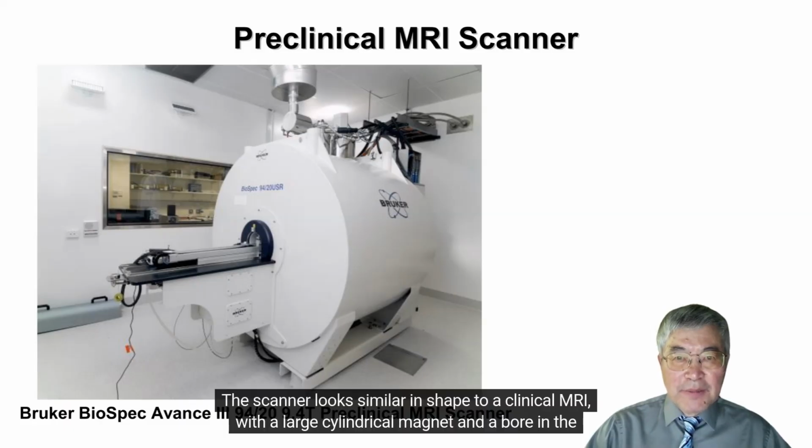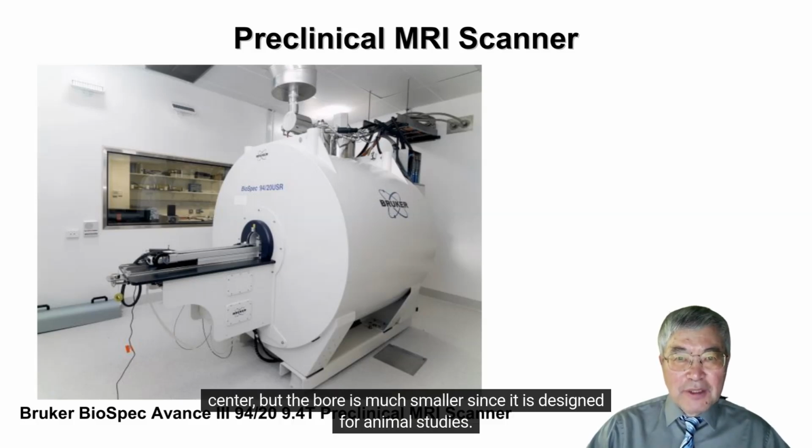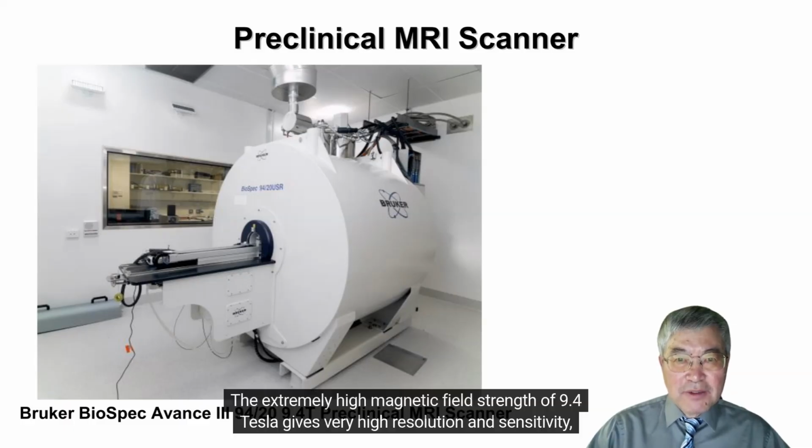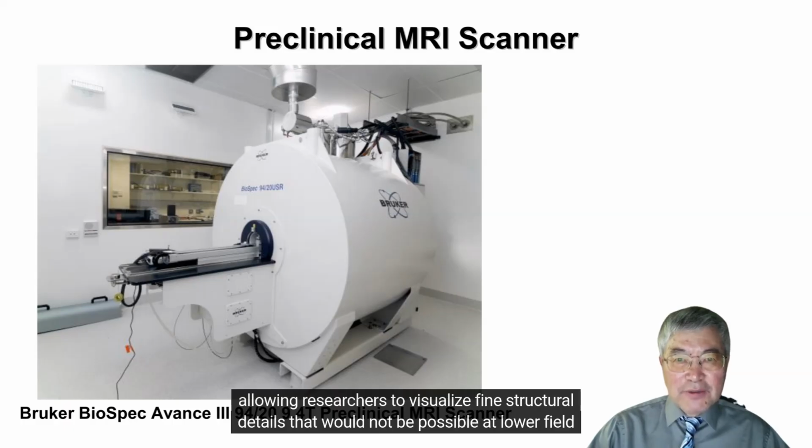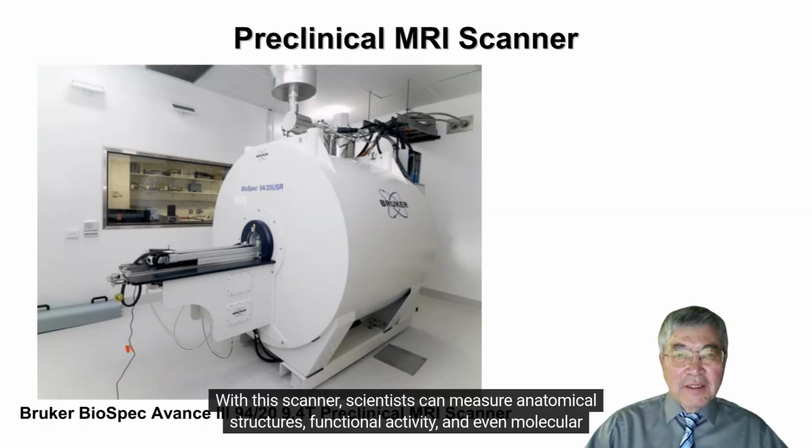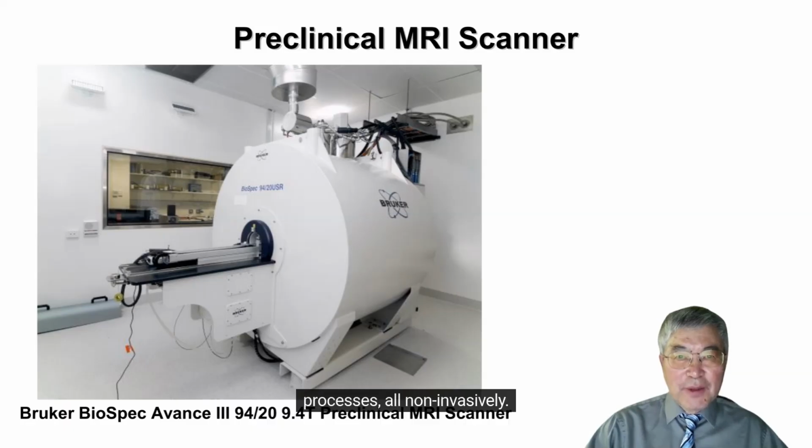The scanner looks similar in shape to a clinical MRI, with a large cylindrical magnet and a bore in the center, but the bore is much smaller since it is designed for animal studies. The extremely high magnetic field strength of 9.4 Tesla gives very high resolution and sensitivity, allowing researchers to visualize fine structural details that would not be possible at lower field strengths. With this scanner, scientists can measure anatomical structures, functional activity, and even molecular processes, all non-invasively.